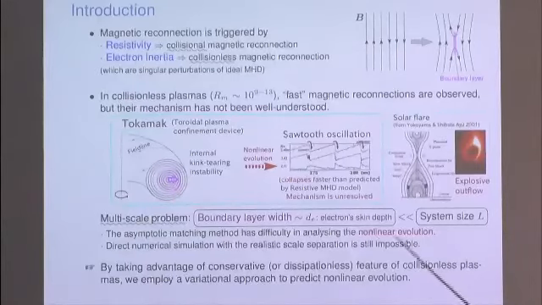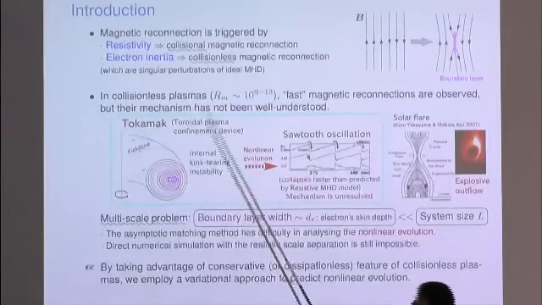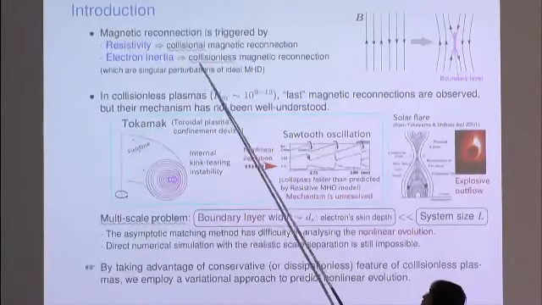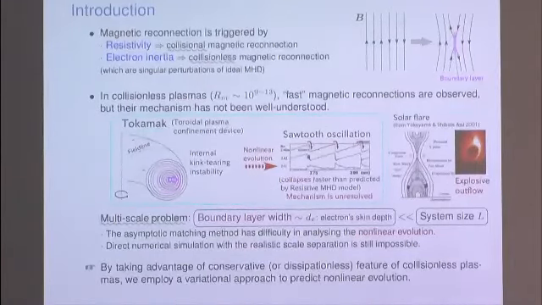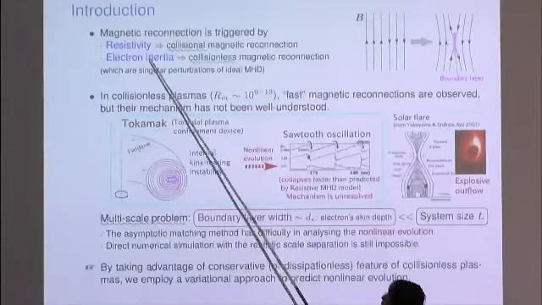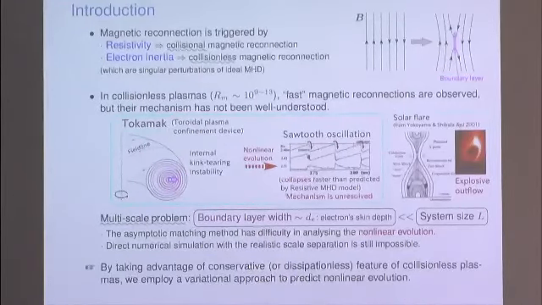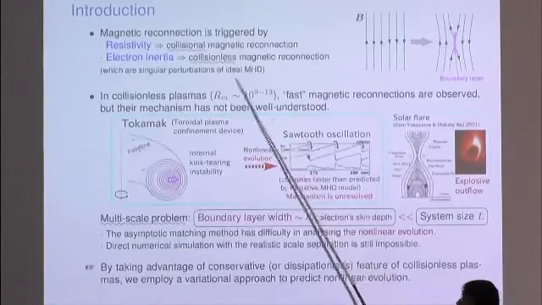But magnetic reconnection can also be triggered by the electron inertia term. In this case, the reconnection is called collisionless magnetic reconnection because there is no collision and no dissipation mechanism. So in any case, there is a role of singular perturbations of ideal magnetohydrodynamics. I'll talk about this collisionless one.